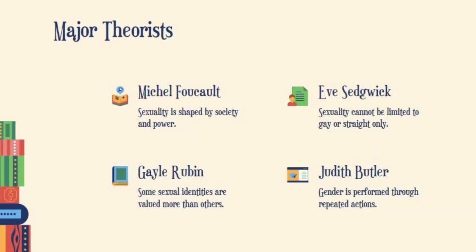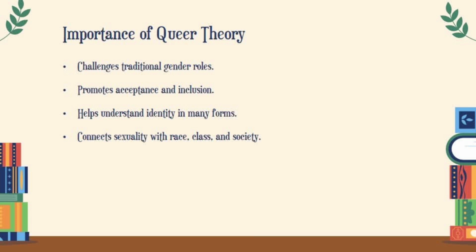For the major theorists, first in line is Michel Foucault. Michel Foucault explained that sexuality is shaped by society, culture, and power. Next, we have Gayle Rubin, who said that society values some sexual identities more than others, and Eve Sedgwick, who believed that sexuality cannot be limited to only gay or straight categories. And Judith Butler introduced the idea of gender performativity, which means gender is expressed through repeated action and behavior, not simply based on biology.